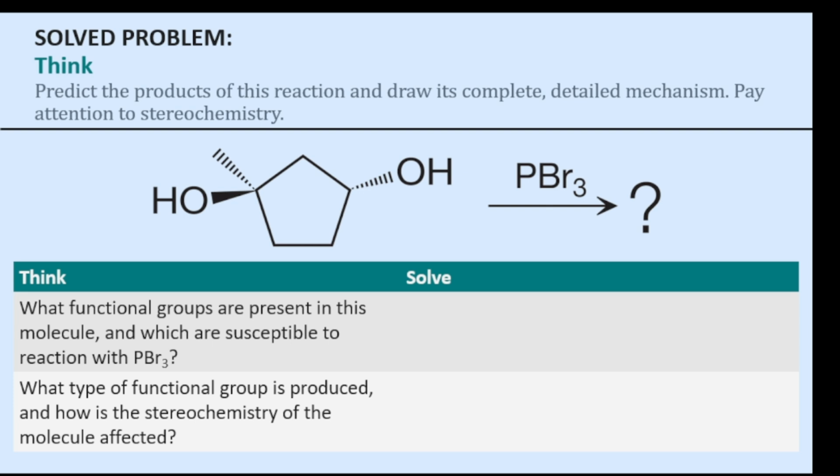So, what sort of product are we looking at? We're going to substitute that alcohol, aren't we? What are we going to replace it with? Br, right? Bromide. Is it going to be fading into the paper or coming out towards you? Coming out towards us, yeah.